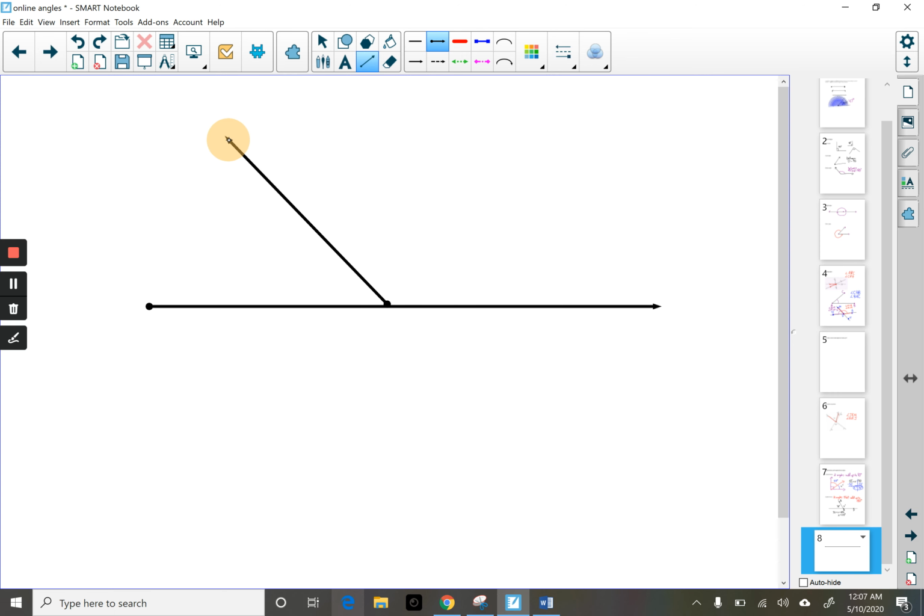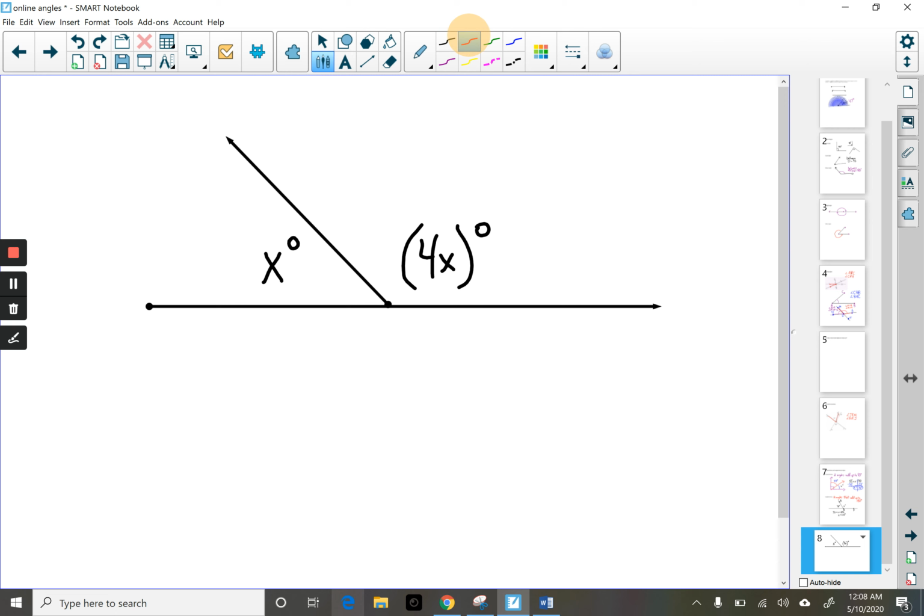Oh, you're saying, hey, Mr. Kowalski, this isn't too bad. I understand this. I don't have any problems with this at all. But what if we have something that looks like this? x degrees and, in parentheses, 4x degrees. What? This is way too tough. I don't know how to solve this. There's no numbers right there.